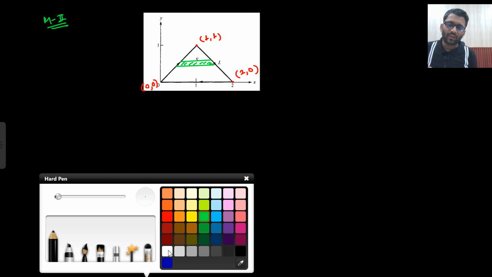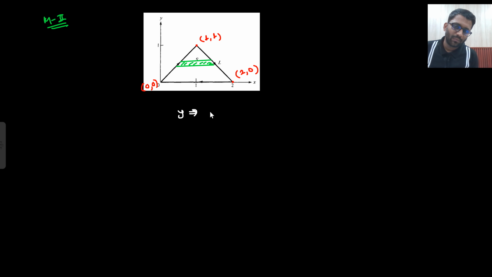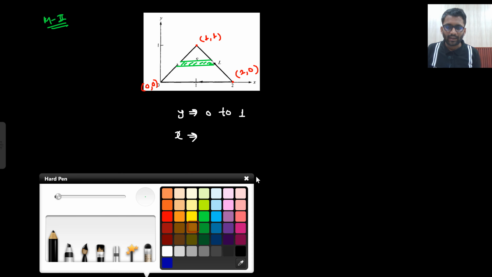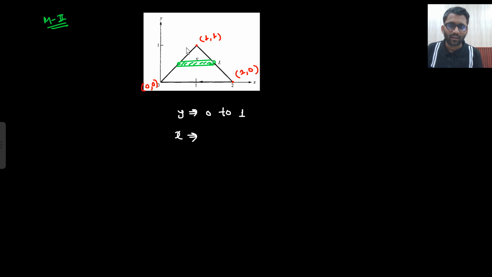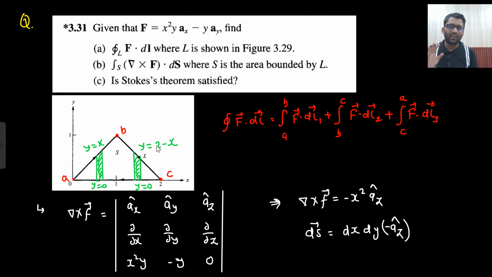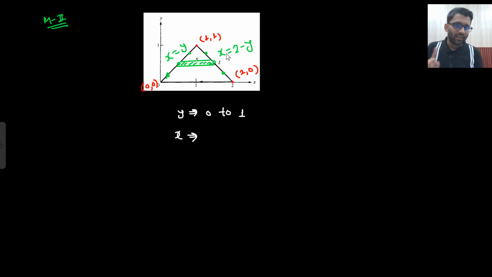So what will be the limit of y? Y is going from 0 to 1. What about x? I am moving along the y axis, so x is going from this value to this value. What is the value of x here? X equals y. And what is the value of x here? 2 minus y. The equation is x equals 2 minus y, because I know the equation is y equals 2 minus x, so x equals 2 minus y.